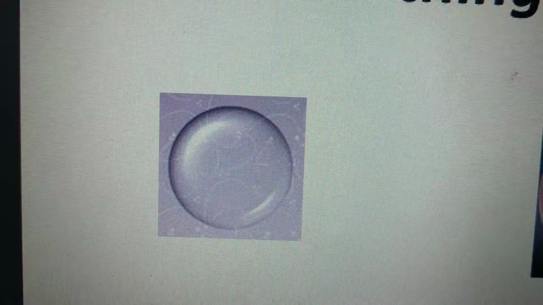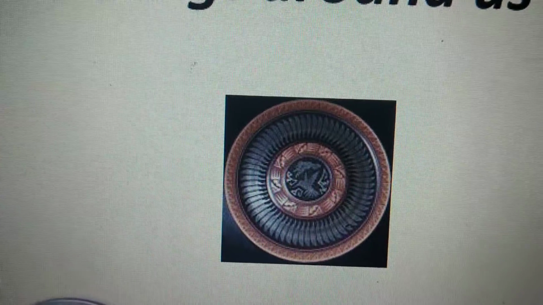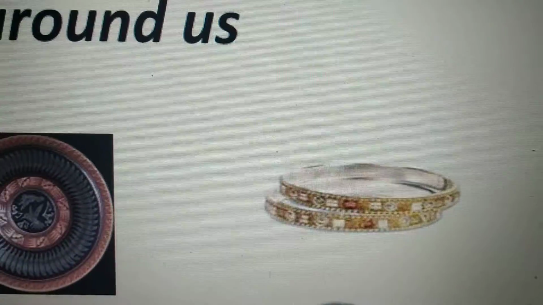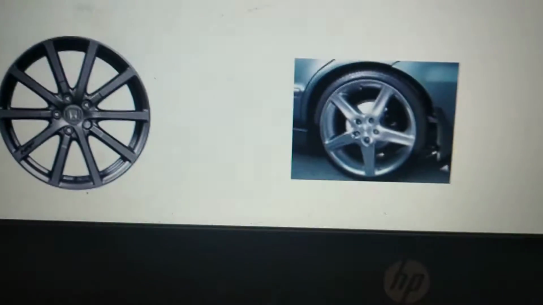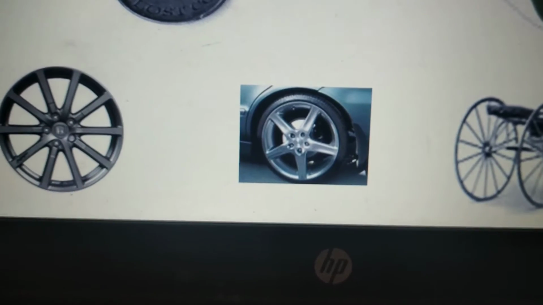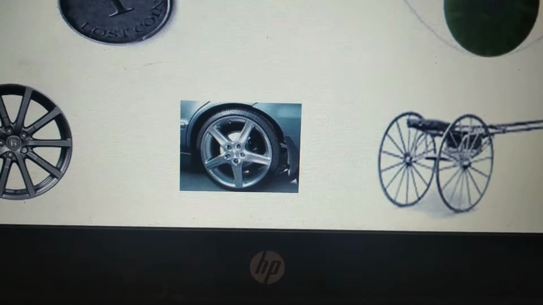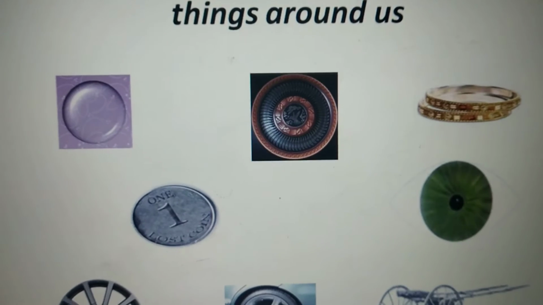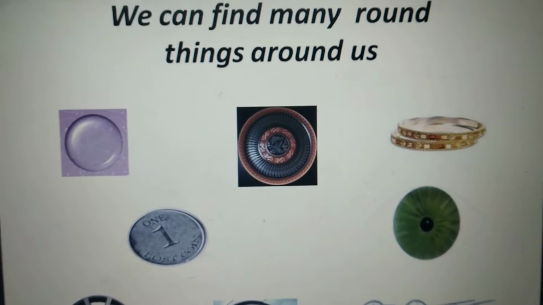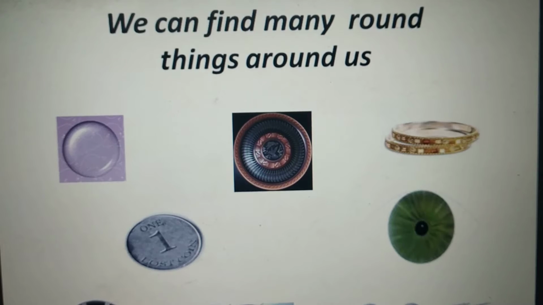We can find many round things around us. This is upside down of a plate. This is button, bangles, coin. This is disc. And all these are vehicles of wheels of different sizes. All these are round objects which we usually found around us. You can also name more round objects.